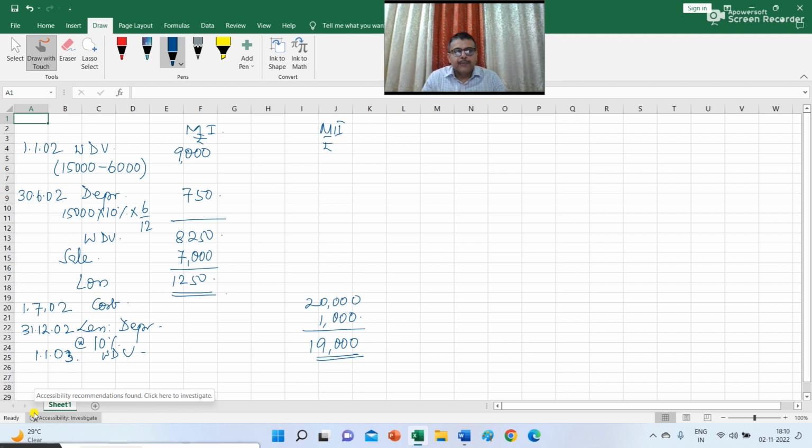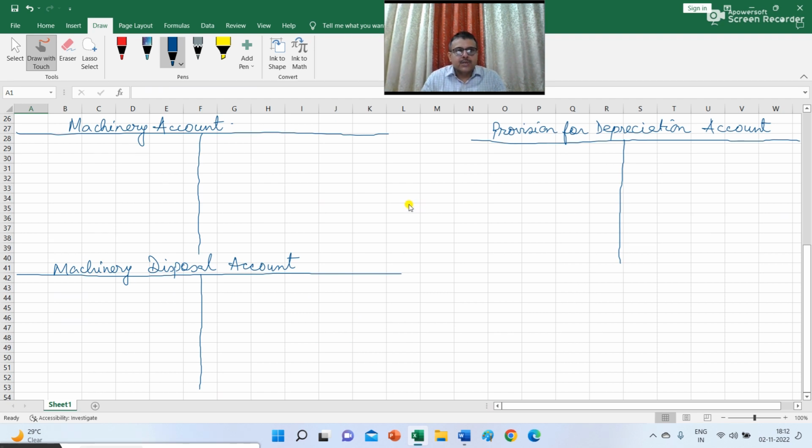Now we will prepare the 3 ledgers: the machinery account, the machinery disposal account and the provision for depreciation account. I have prepared the structure of the 3 ledgers. So on 1st January 2002, the original cost of the machine was rupees 15,000.